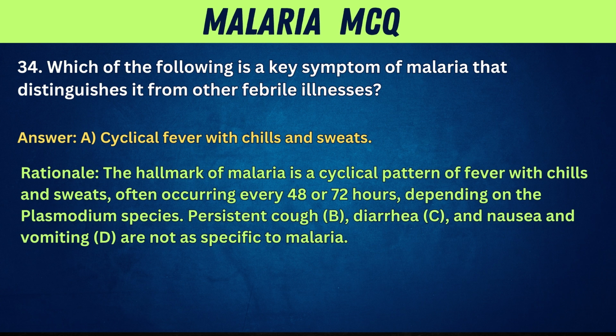Rationale: the hallmark of malaria is a cyclical pattern of fever with chills and sweats, often occurring every 48 or 72 hours, depending on the Plasmodium species. Persistent cough (B), diarrhea (C), and nausea and vomiting (D) are not as specific to malaria.